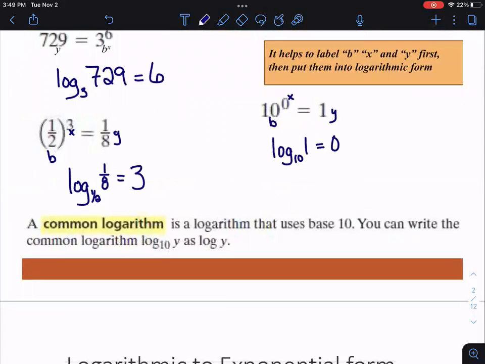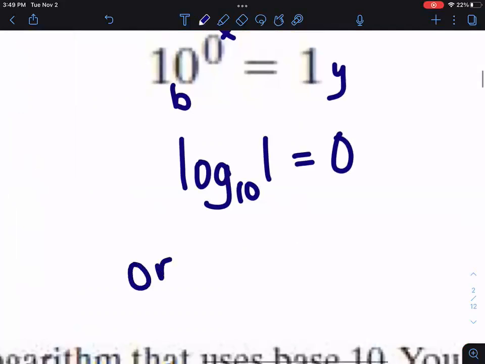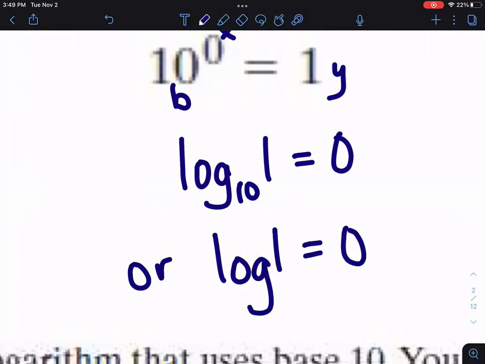Now, if you read the little note down here, a common logarithm is any logarithm that uses a base of 10, because it's the most common. So you can actually write this common log base 10 of y as log of y. So we could actually write this as log 1 equals 0, and it's understood that the base is 10.